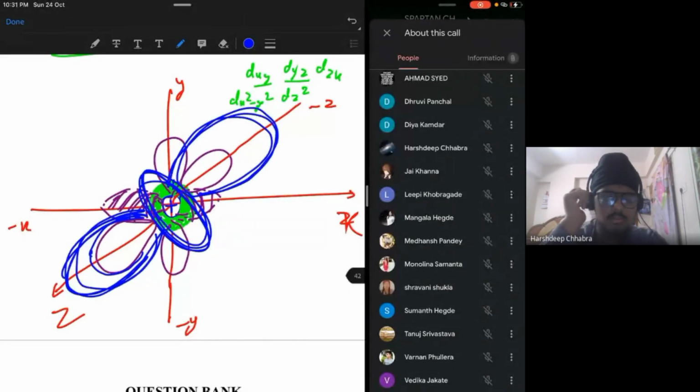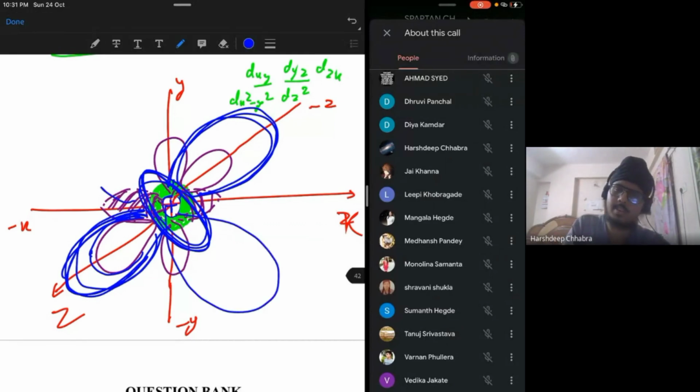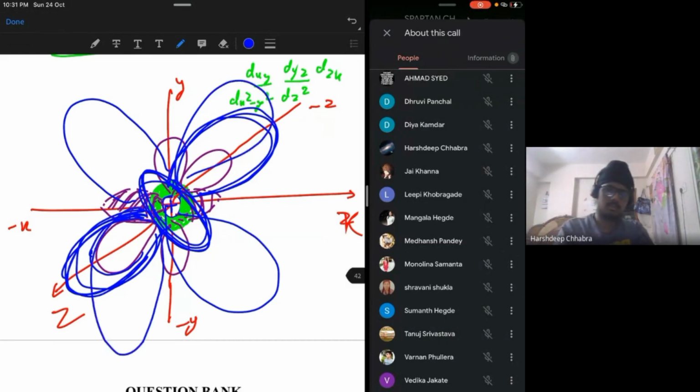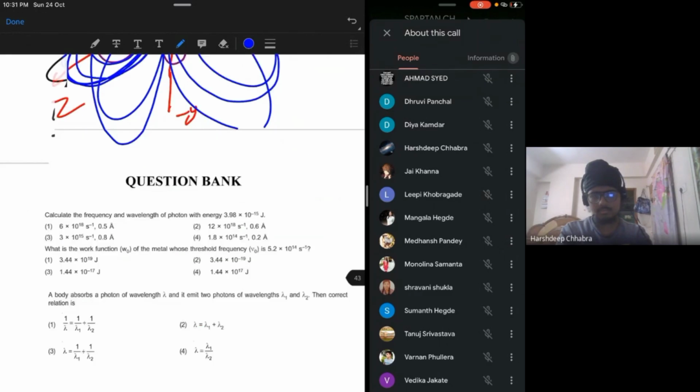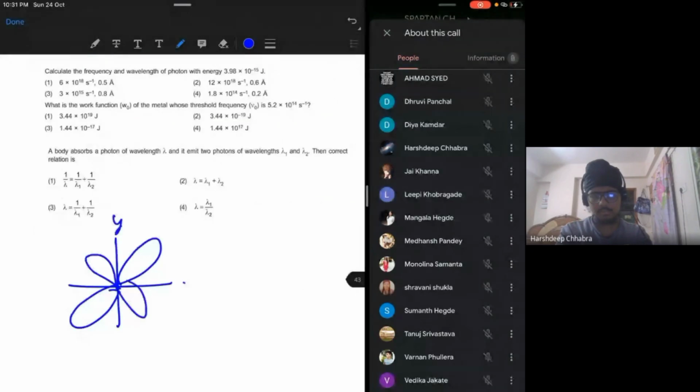Now we'll draw xy. xy will come somewhere here, like this, in the xy plane. Similarly yz will be in the yz plane, and zx will be in the zx plane. So what I'm doing essentially is drawing yz like this, and similarly in xz I'm drawing like this.